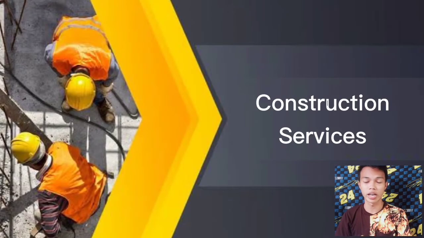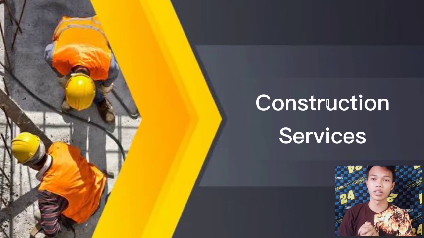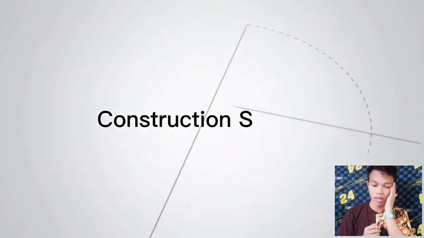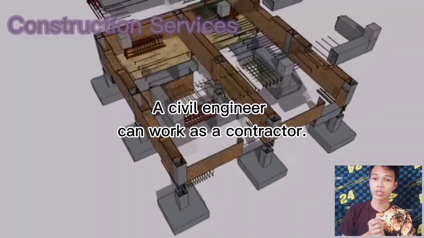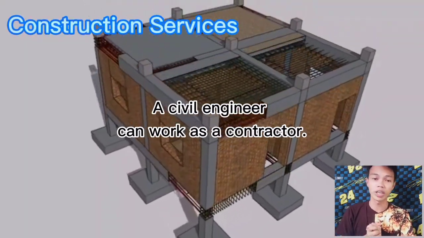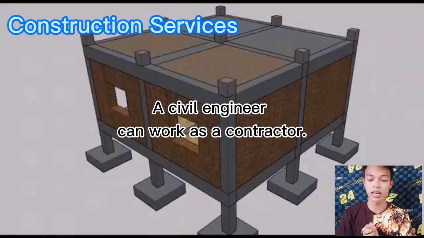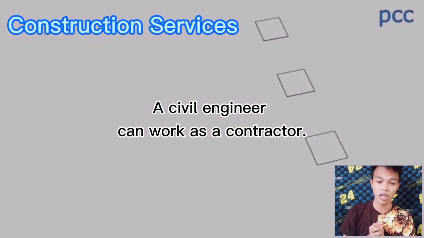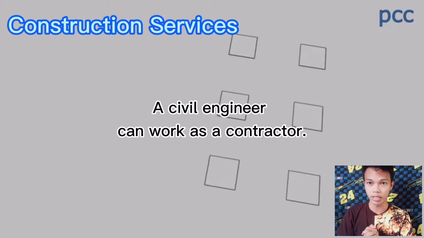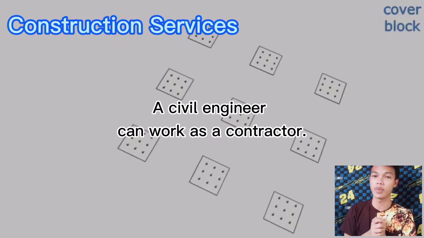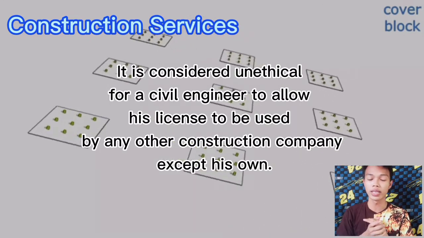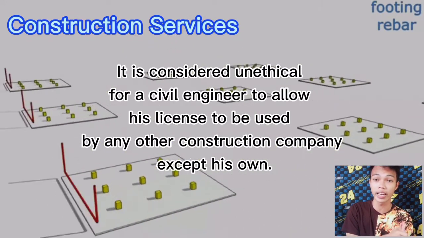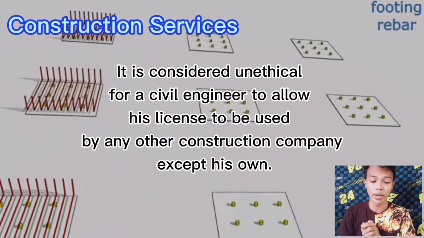I'm Alexander Cabriana, and I will discuss the third services of civil engineering. A civil engineer can work as a contractor. However, this is true only after the civil engineer is licensed as a contractor by the Philippine Contractors Accreditation Board or the PCAB. It is considered unethical for a civil engineer to allow his license to be used by any other contractors or company except his own.